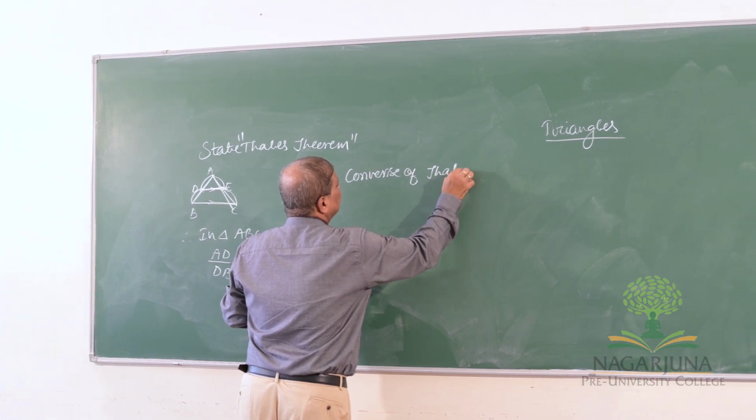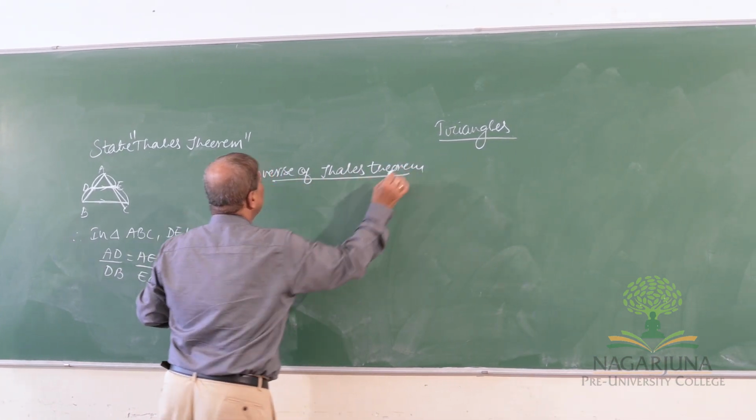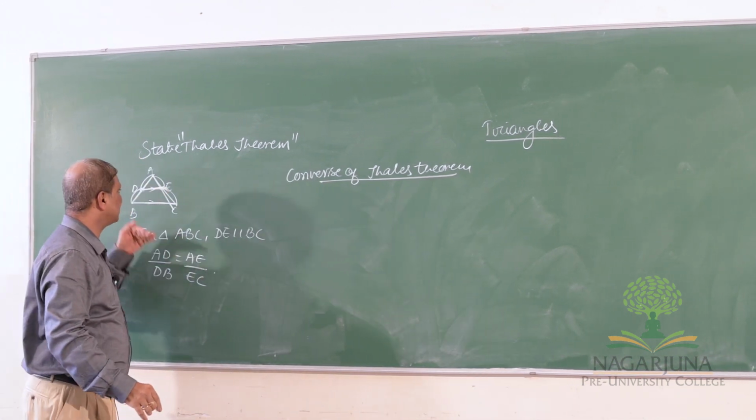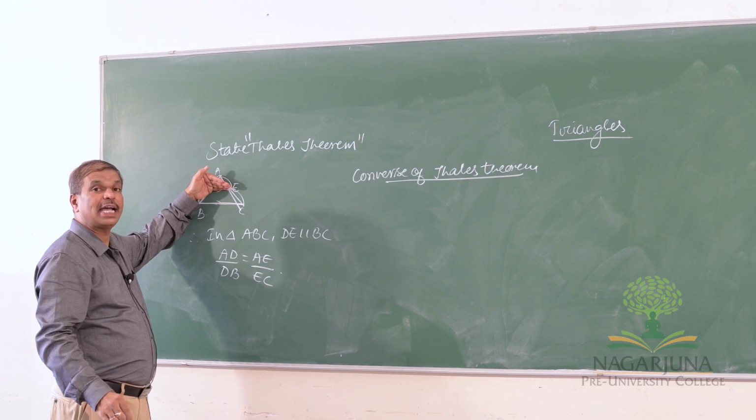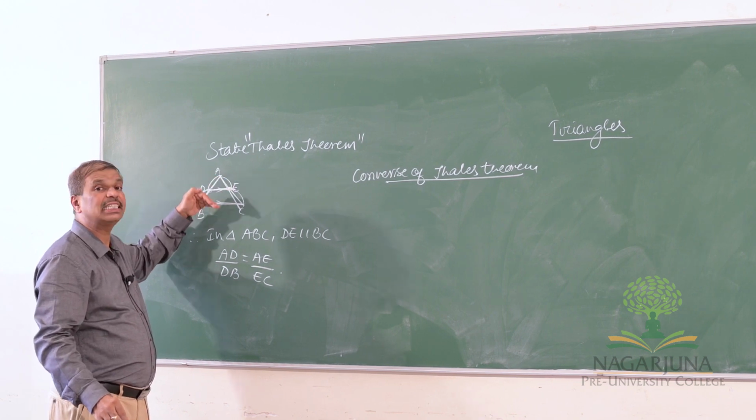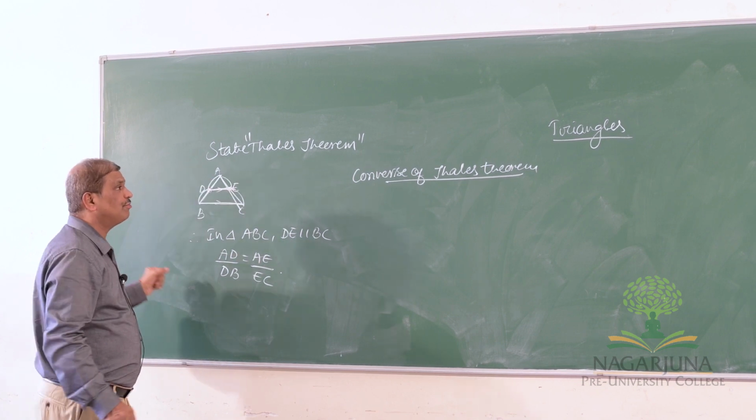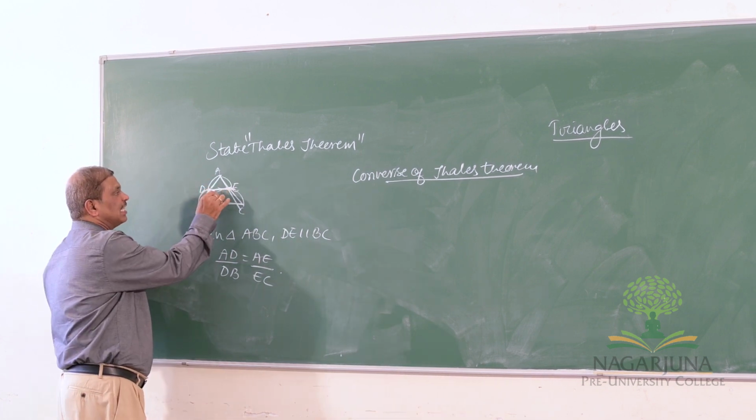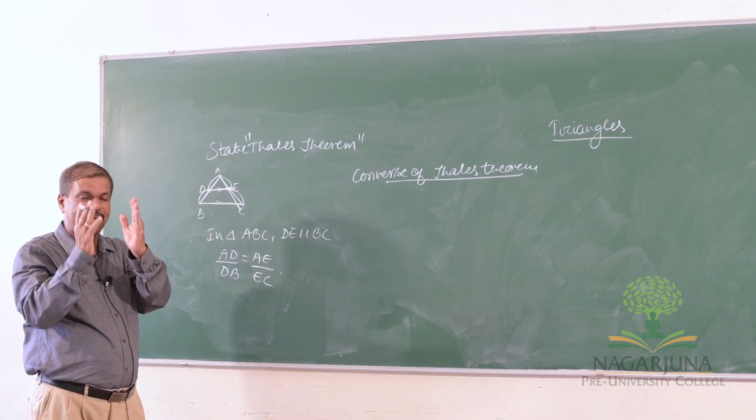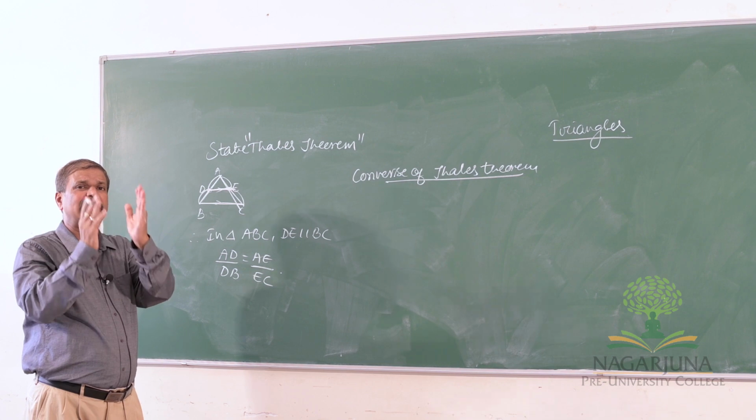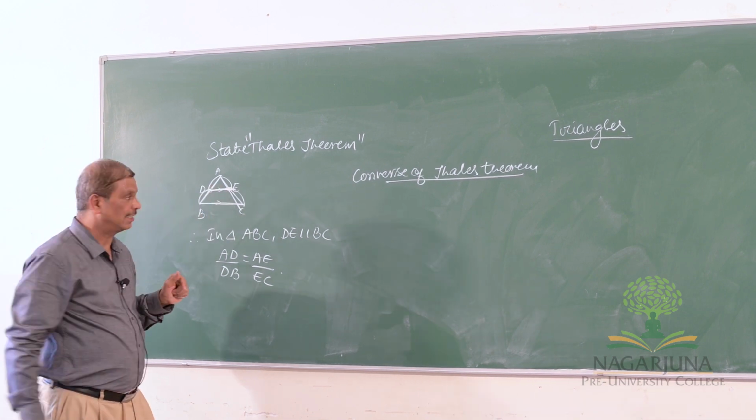What is the converse of Thales theorem? This is also very simple. They will ask the question: state the converse of Thales theorem. In Thales theorem, a straight line is drawn parallel to any one side of a triangle, and it divides the other two sides proportionally. What is the converse of Thales theorem? If a line divides the other two sides in equal ratio, then the line is parallel to the third side.